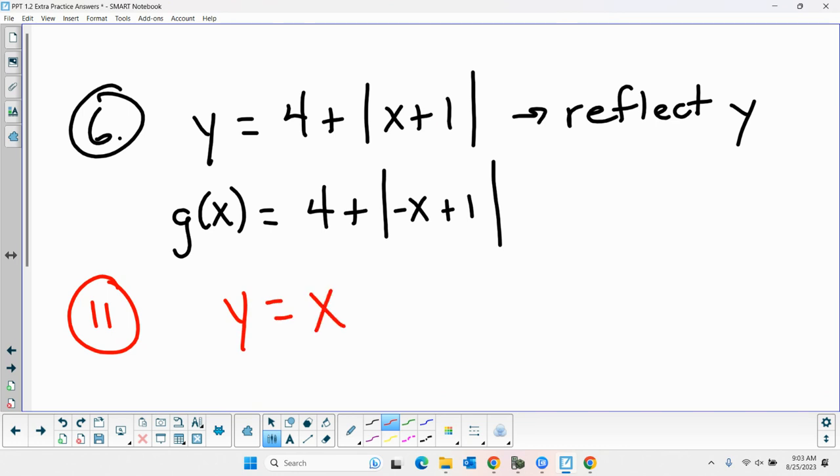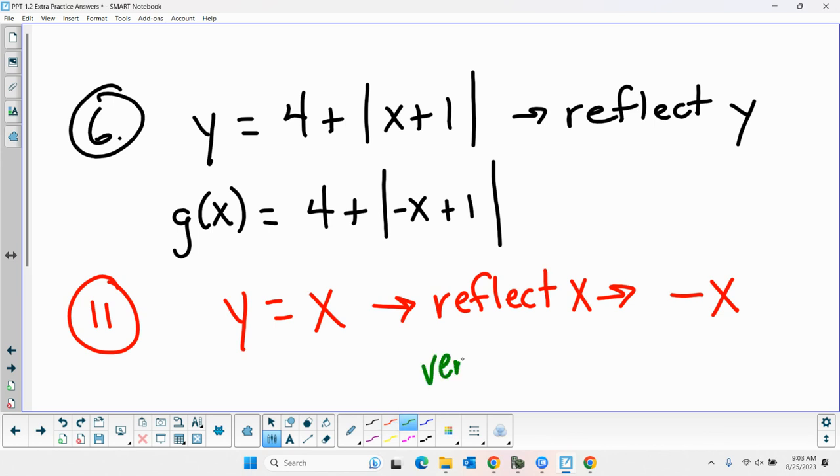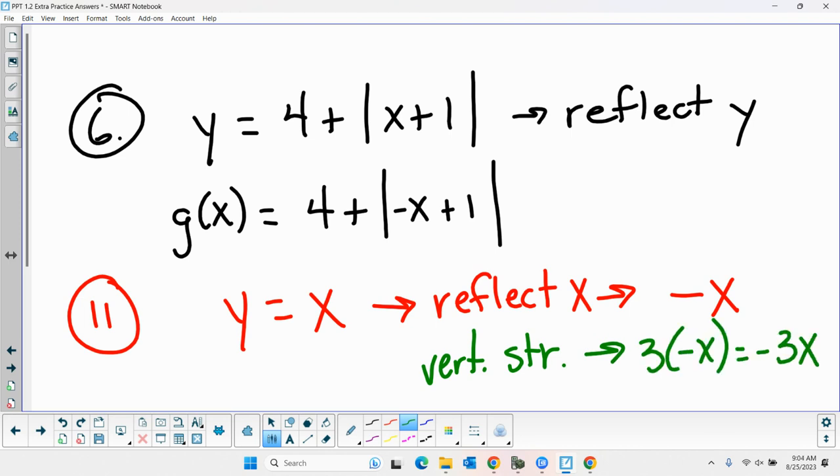Write a function g whose graph represents a reflection in the x-axis. So a reflection on the x means I take a negative of the whole thing, which would be just negative x, right? Followed by a stretch, vertical stretch by a factor of 3. So I go 3 times negative x. And then translation 5 units down.